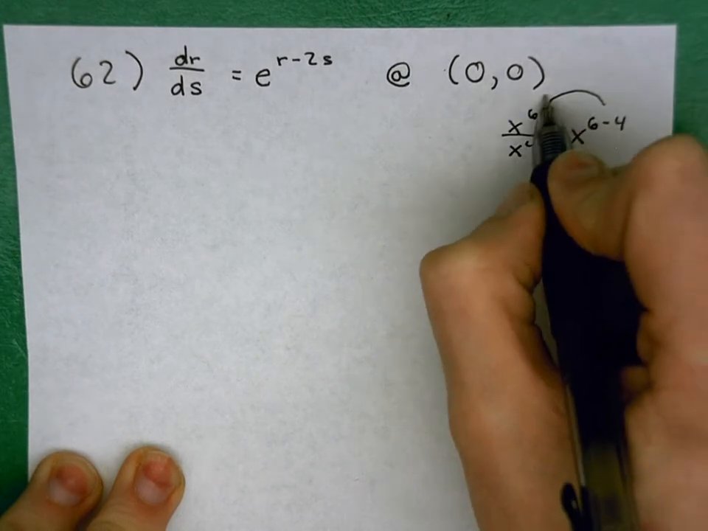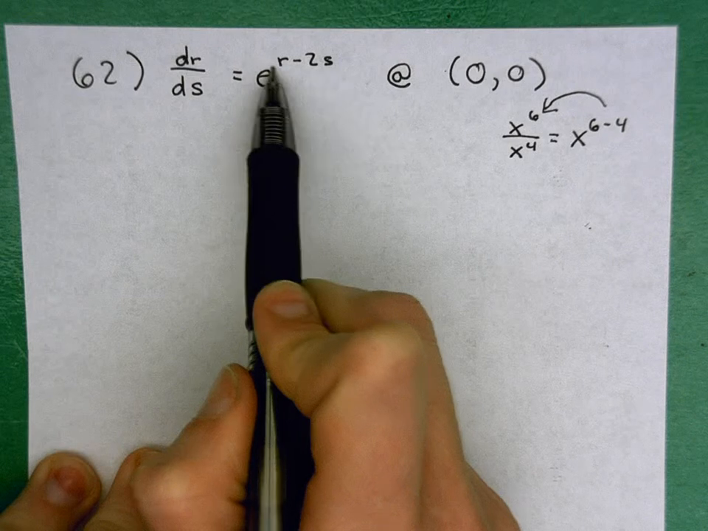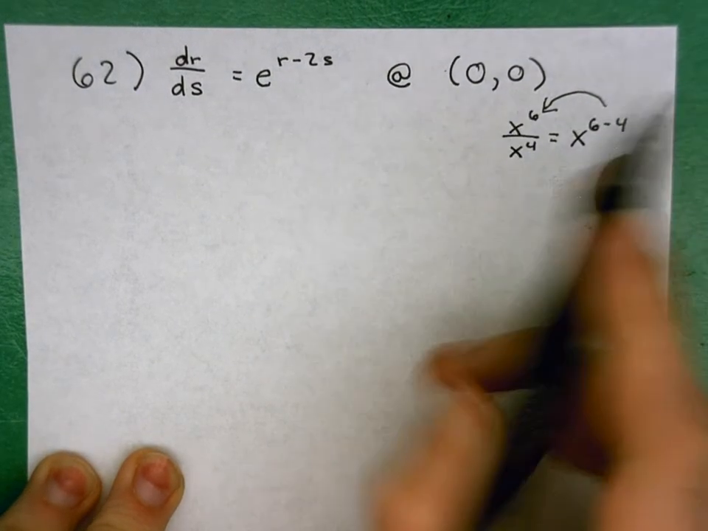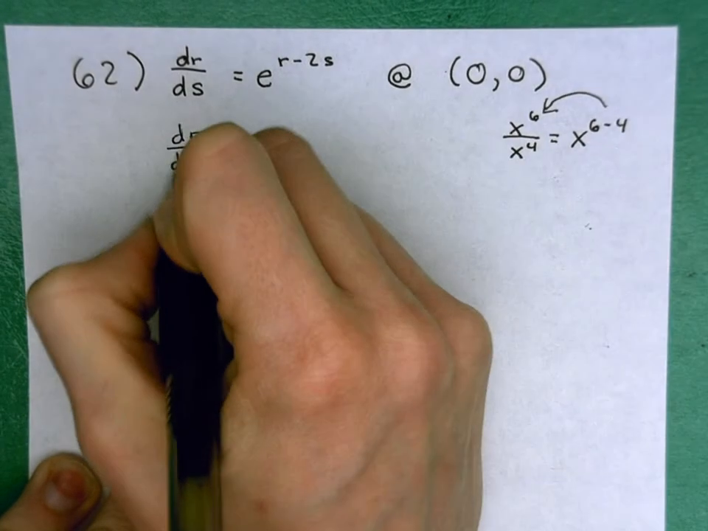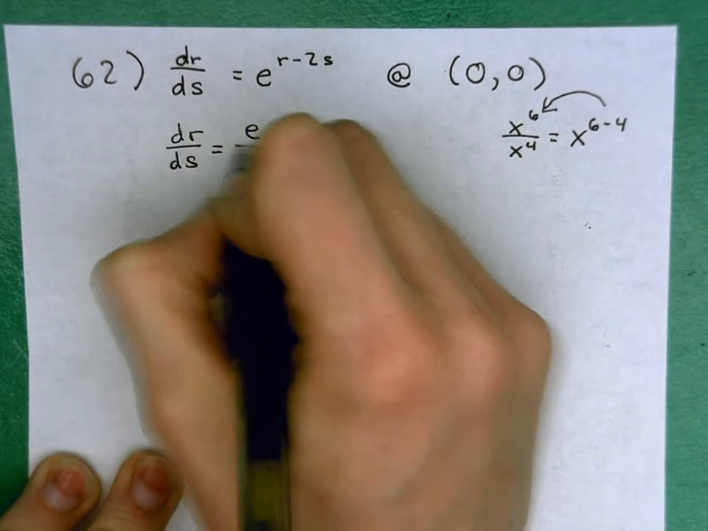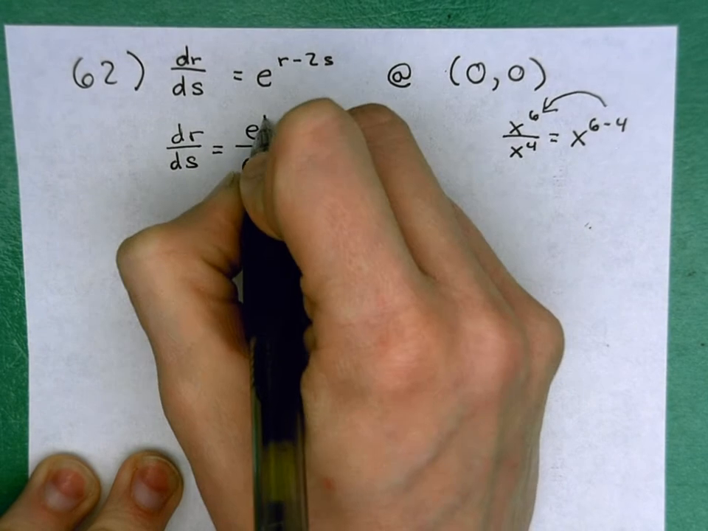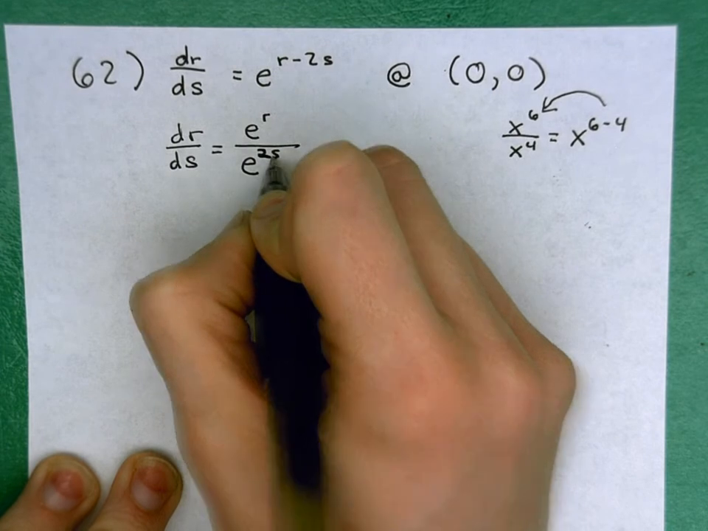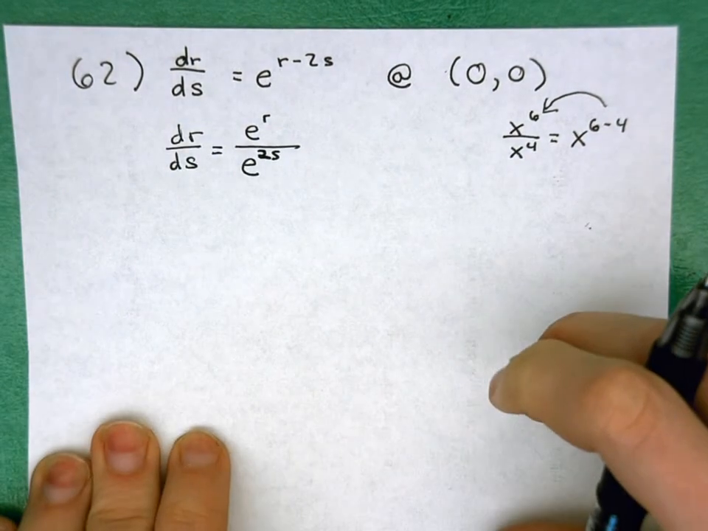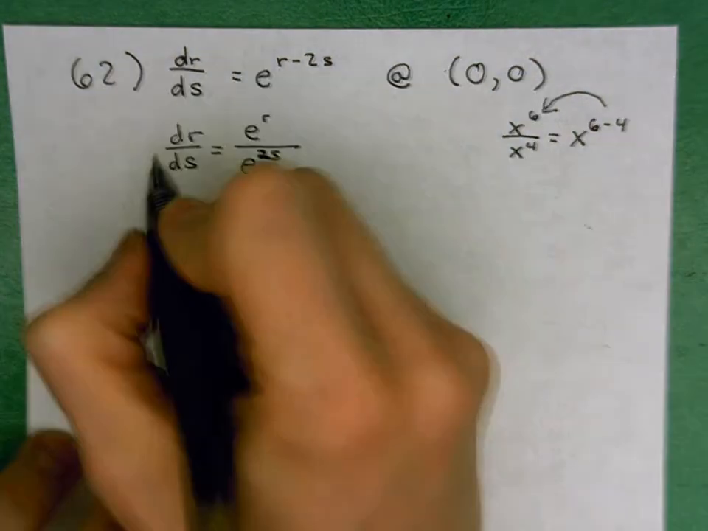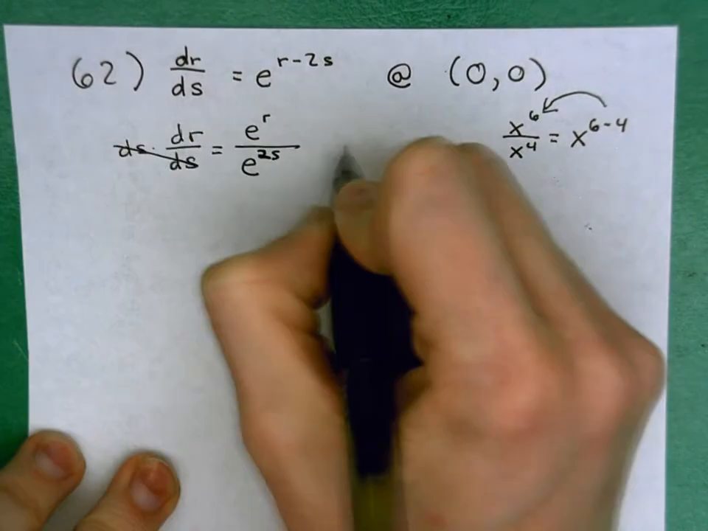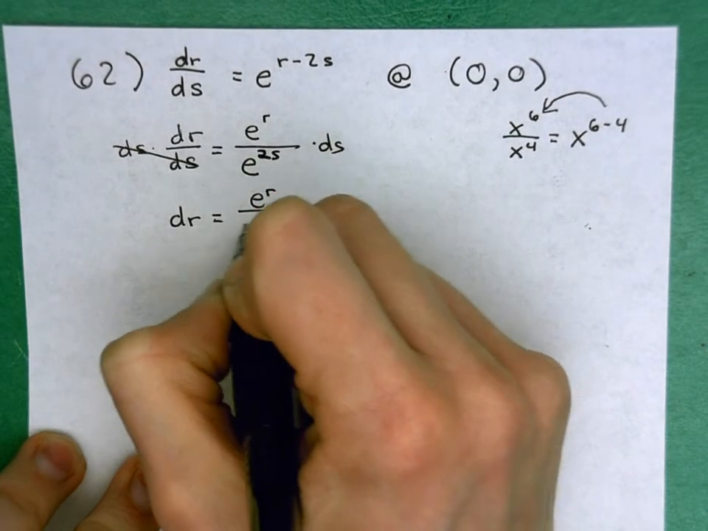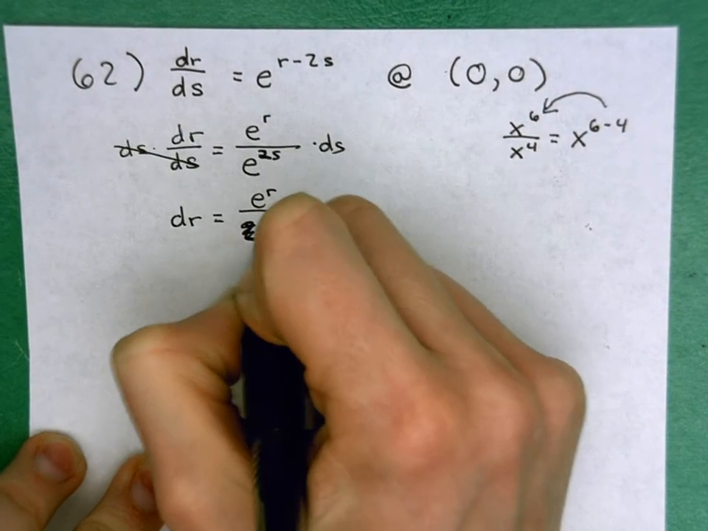We're going to undo that step because here I have two exponents being subtracted, which means that originally it was two of the same base being divided. So that's what I'm going to do here. This dr/ds is going to become two of the same base being divided, the top one having the r, the bottom one having the 2s. Okay, so now I'm good to go for splitting them. I'm going to go ahead and get this ds out of the denominator. So I'm at dr equals e to the r over e to the 2s.